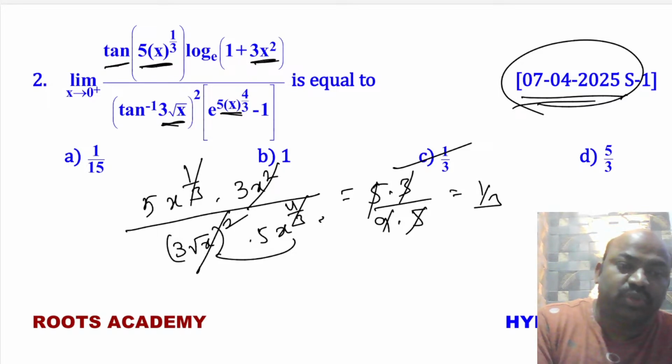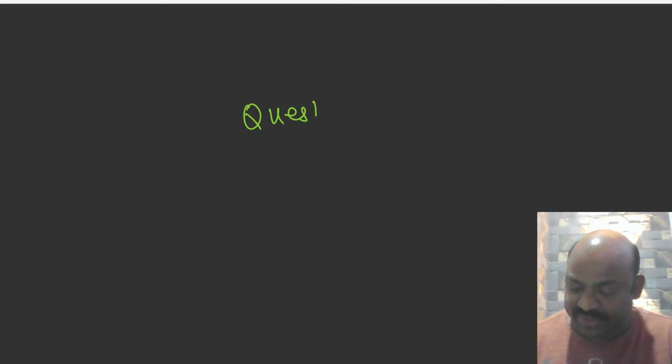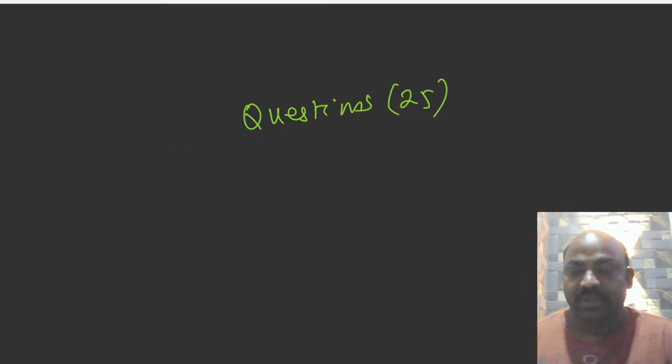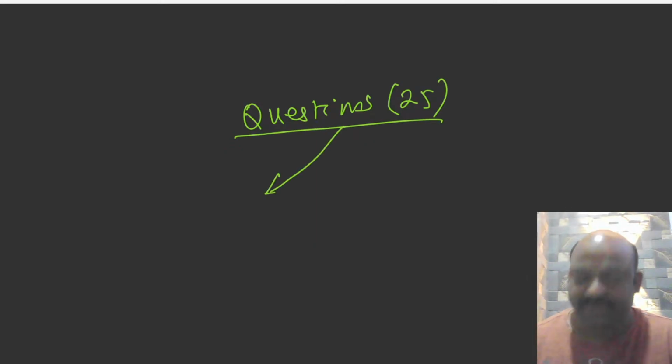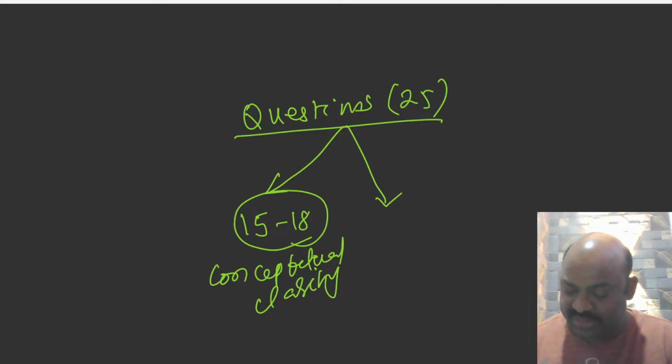How many of you are able to do this in single steps? Always remember, a topper will have the habit of this. Questions are there, for example, in JEE you have 25 questions. So nearly 15 to 18 questions they will solve with conceptual clarity.